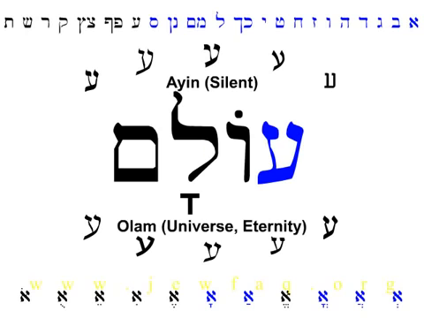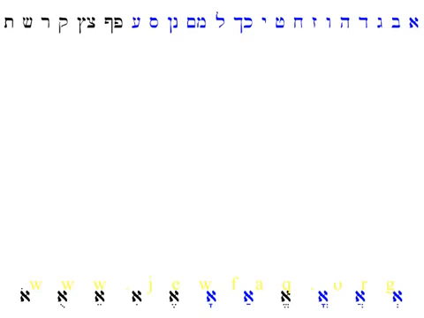Ayin is the first letter of the word olam, which can mean universe, as in the phrase melech haolam, ruler of the universe, or it can mean eternity, as in leolam vaed, forever and ever. Ayin, cholam vav, lamed, kametz, and final mem. O, lam, olam.